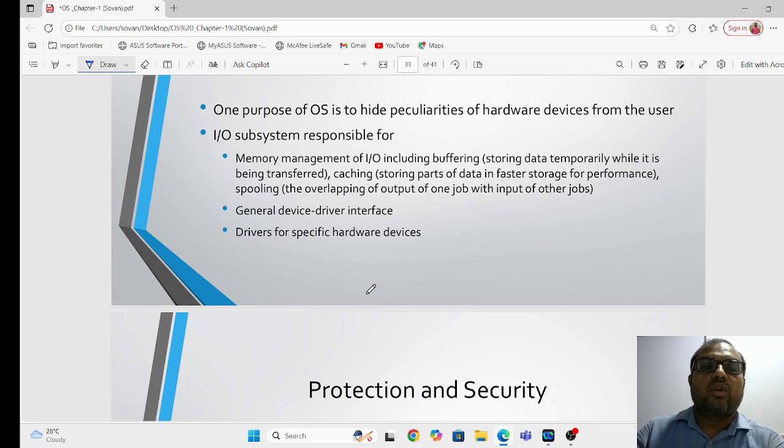Suppose one process of the operating system hides the particular hardware device from the users, and the I/O subsystem is responsible for memory management, as well as for cache accessing. The cache stores part of the data for faster storage and performance, or the spooling of jobs with their inputs and outputs to your other jobs. Then a general device driver interface is used.